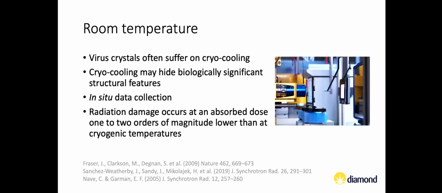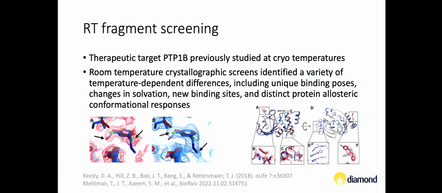But it's important to remember that at room temperature, the radiation damage occurs at an absorbed dose 1 to 2 orders of magnitude lower than at cryo temperatures. There's a recent example from Dan Keedy's group where they did a large-scale fragment screen at room temperature, and whilst in most cases the things that bound were in a similar conformation, they did find some differences, where some of the fragments either bound in a different conformation, or even in a completely different part of the protein.